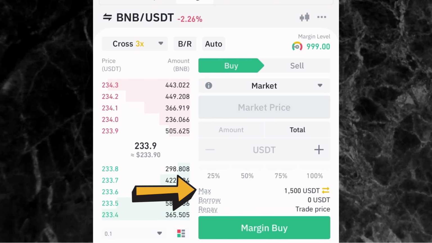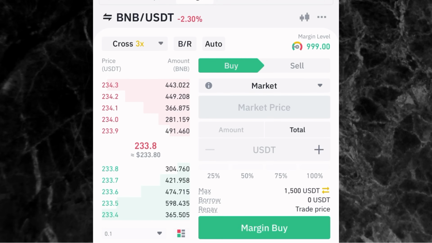Now, if you come to where you have max, you see that you have 1,500 USDT in your wallet right now. And don't forget, this is because you're using 3x leverage. So that means if you want to enter a trade right now, the maximum amount you can use to enter the trade is 1,500 USDT because you're using 3x leverage.